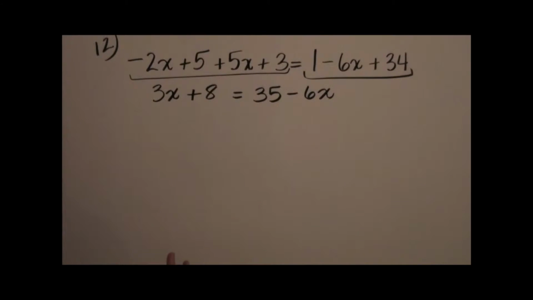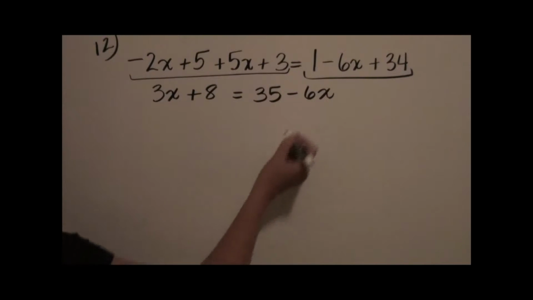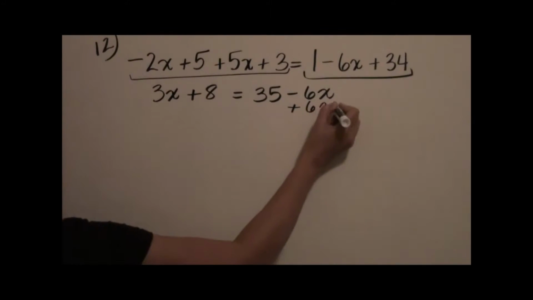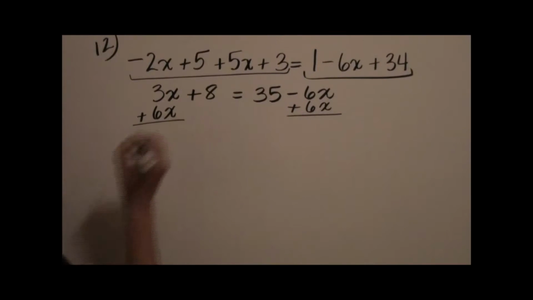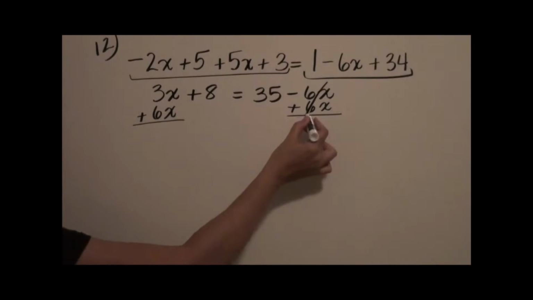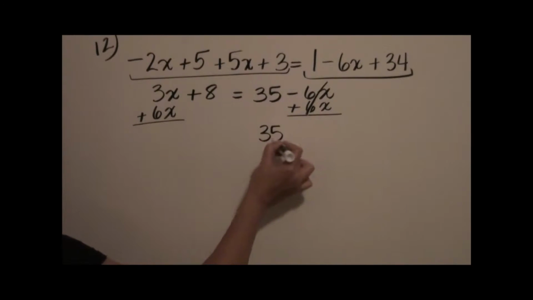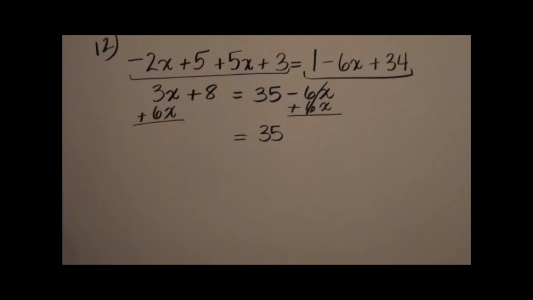You say, okay, which side are we going to bring variables to? If we choose to bring them to the left side, we're going to add 6x, because on the right side we had a minus 6x. Those combine to give me 0, and I'm left with 35 on the right side. On the left side, I've got 3x plus 6x, which is 9x, plus 8.